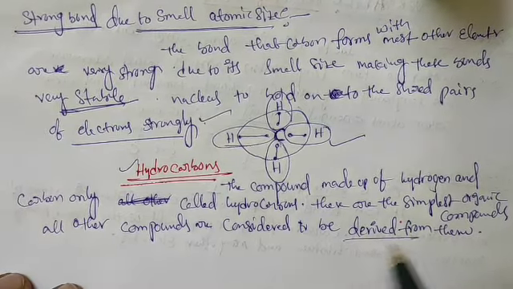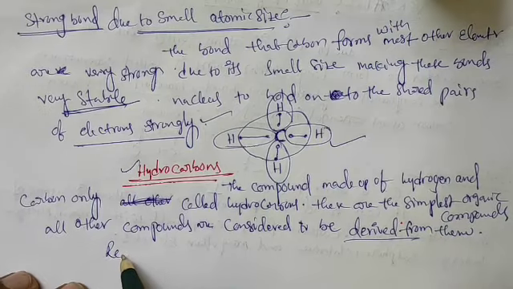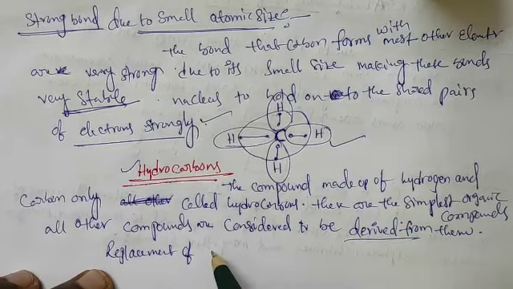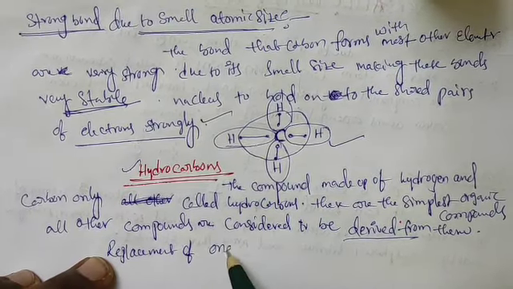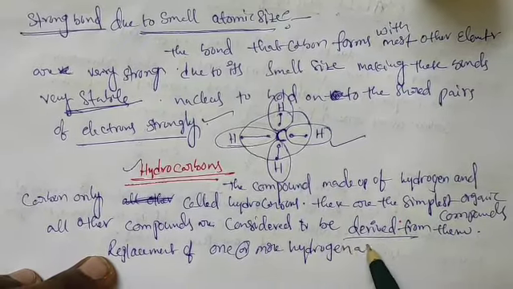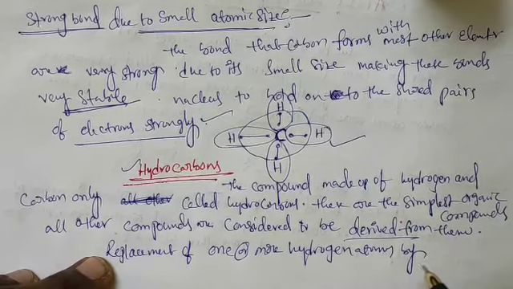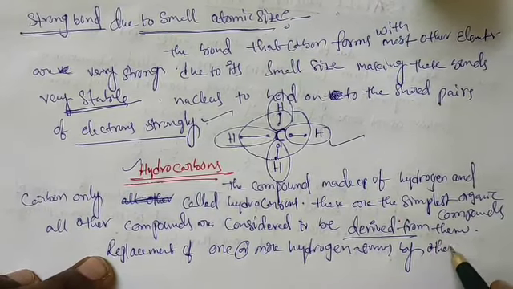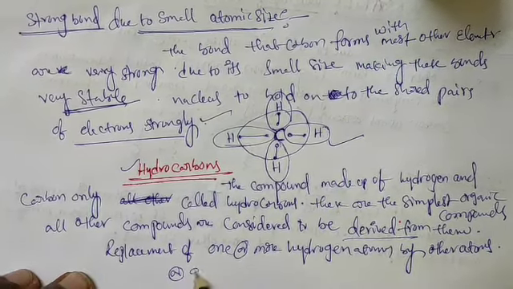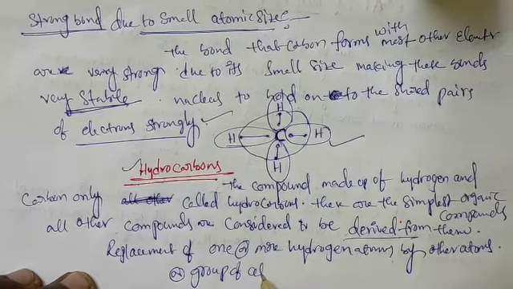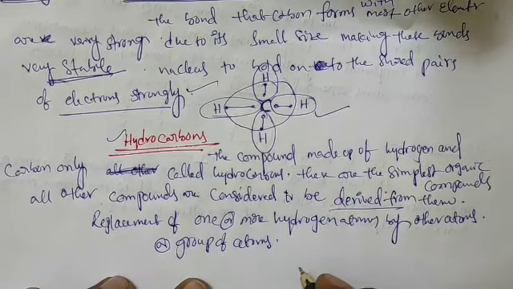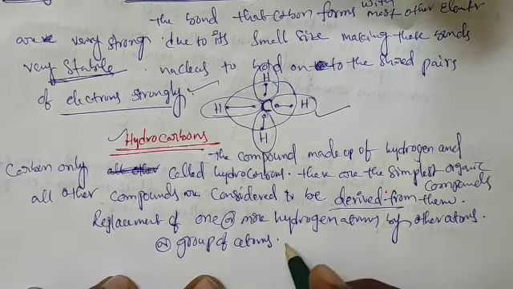How will it be formed? Their derivatives: replacement of one or more hydrogen atoms by other atoms or group of atoms. How is it? I will show you one example.